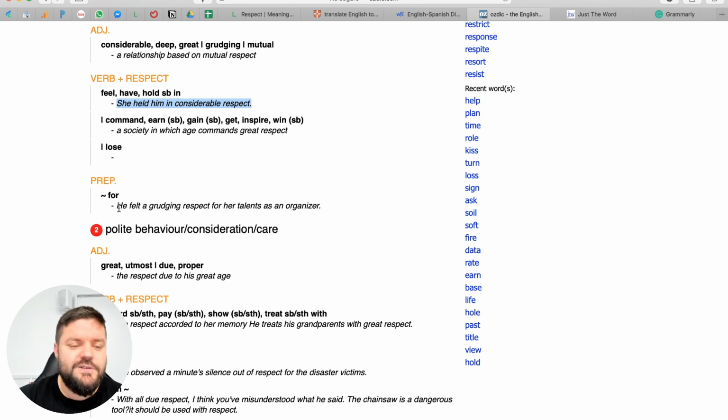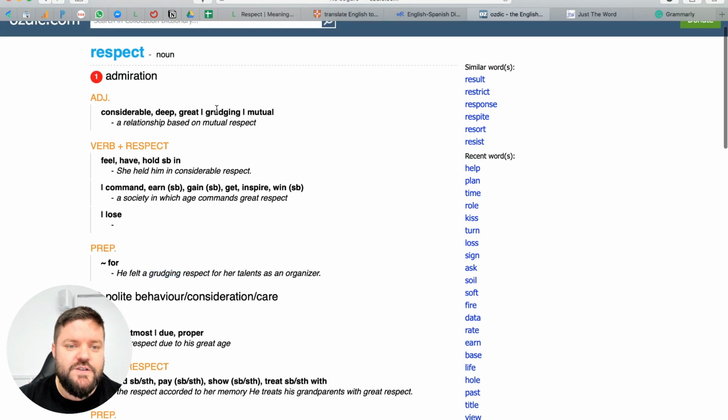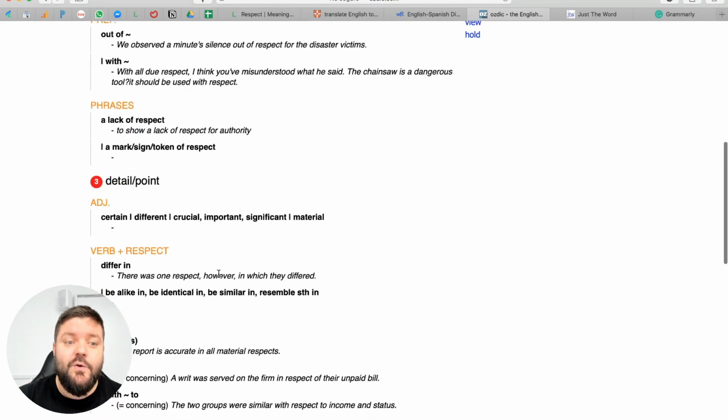A typical question, the prepositions thing. He felt a grudging respect for her talents as an organizer. You see, he felt a grudging respect, which is one of the collocations suggested there, for somebody. And all of these combinations.